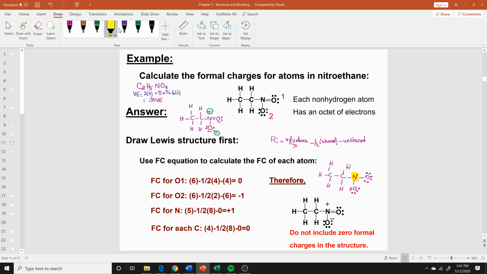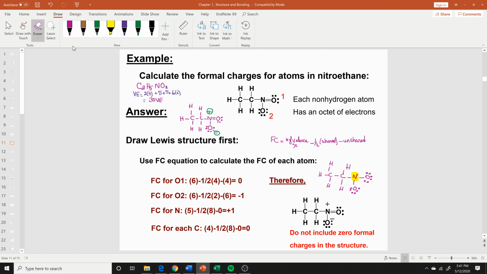So I have a 12 there, plus 10, this is 22, 22 plus 8 is equal to 30. So yes, I do have 30 valence electrons in there. So we should be fine. We should be good. We have 30 electrons.